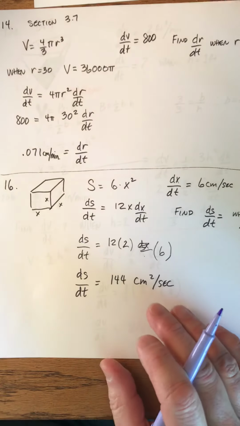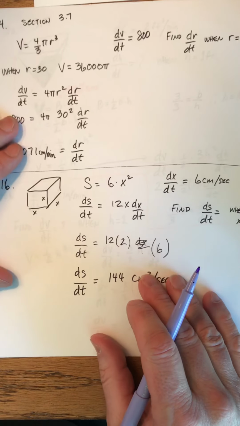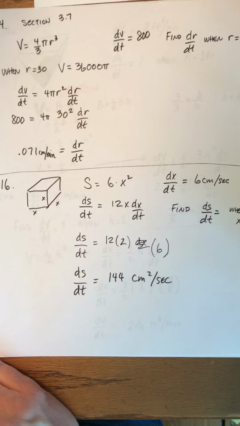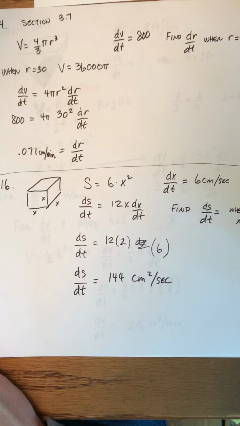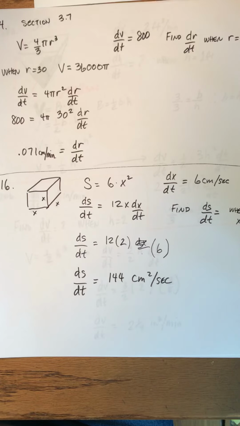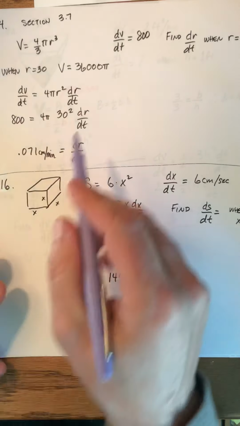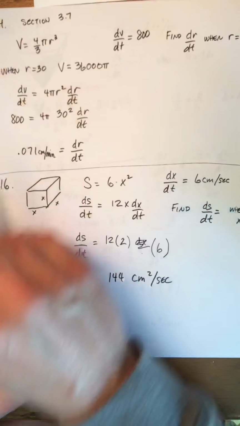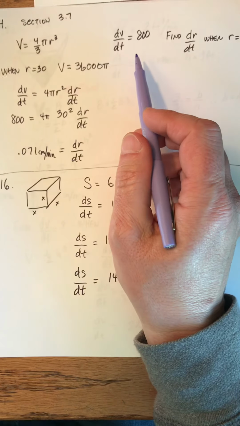So number 14 is one of the exercises in the book. And let's look at that one. What it's telling us is that we have the volume of a sphere. And if you ever don't have a formula, you look it up in the back. So we want to write our equation. We want to identify our variables.